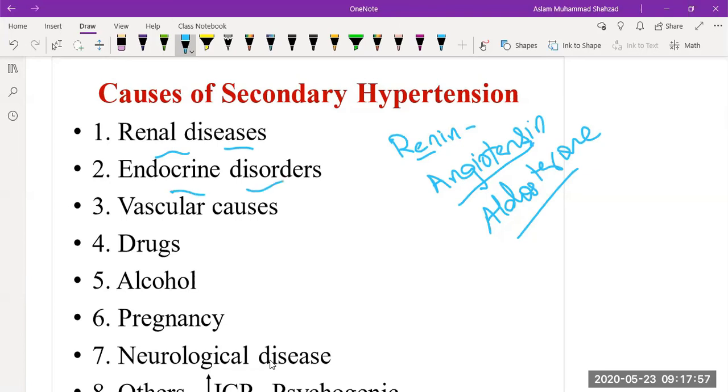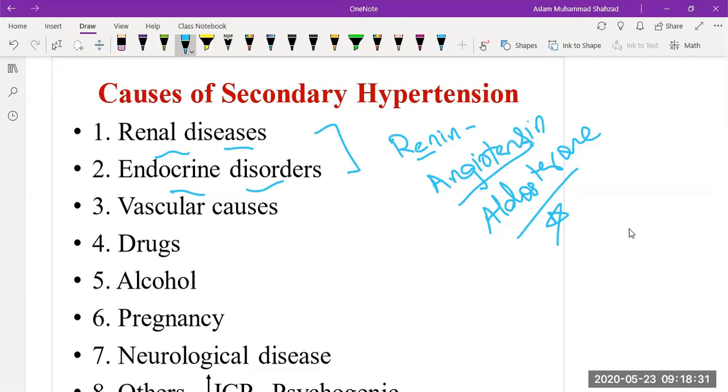As I already mentioned, aldosterone is a hormone released from the adrenal gland. So an endocrine disorder can be possible. Renal disease and endocrine disorders are actually linked, because renal diseases are sometimes linked to the renin-angiotensin-aldosterone system, or renal disease could be because of an idiopathic increase in the absorption of sodium ions.